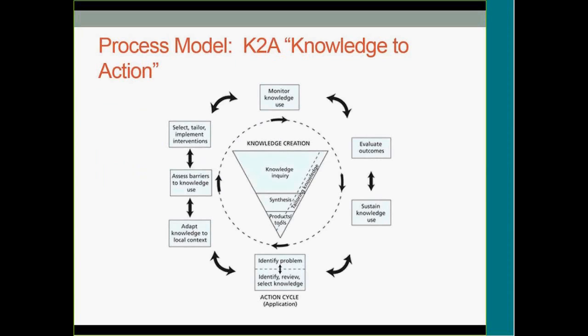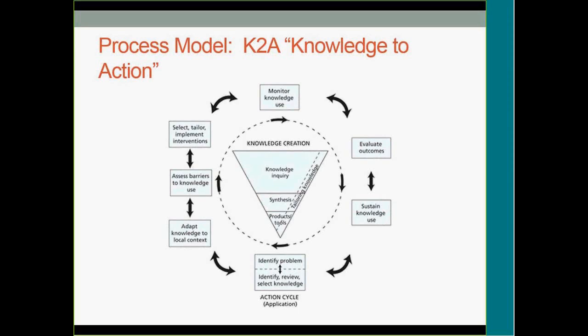So you've probably heard, how many of you have heard of the K2A knowledge to action model? Okay, some of you have heard of that. So this begins, obviously, with identifying a specific problem, selecting specific types of knowledge, adapting it to the local context, which is important, assessing barriers, selecting and tailoring implementation, monitoring use, evaluating outcomes, and sustaining the knowledge use. And all of this seems very much like common sense, right?